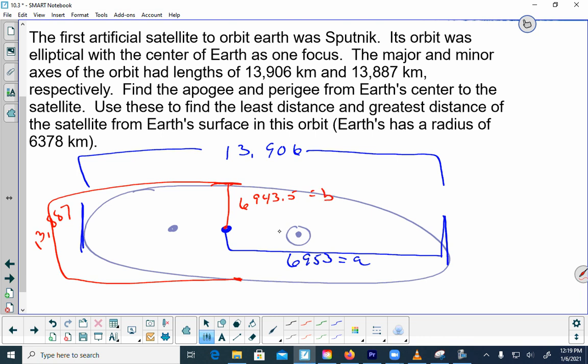Now, what I'm looking for in English is the apogee and the perigee, whatever they are. One is going from the center to this point, that's going to be the perigee one, and then the other one is going to be from here to here. Doesn't matter the words, but we're going to use them.